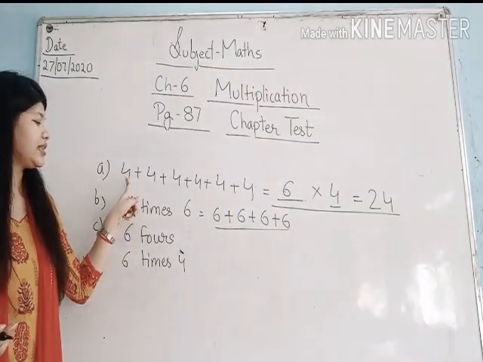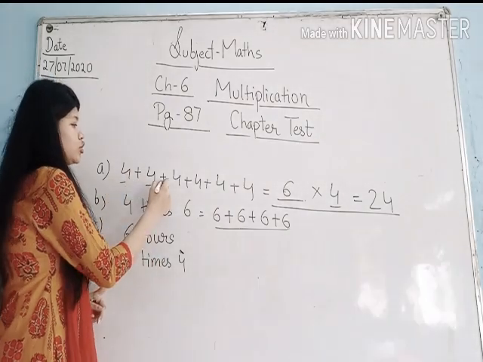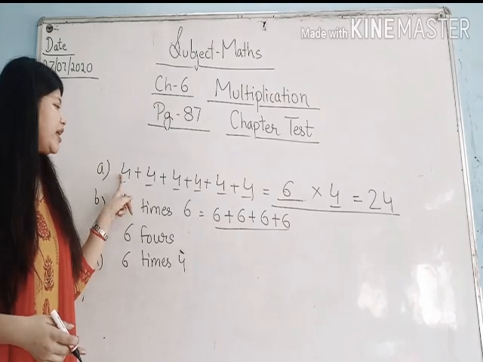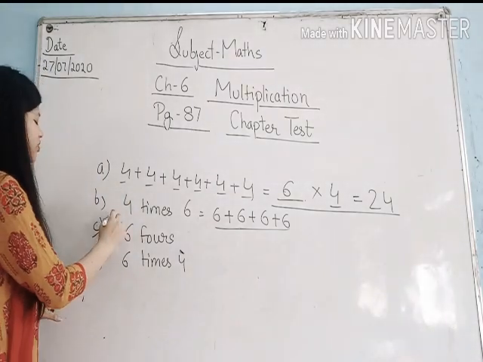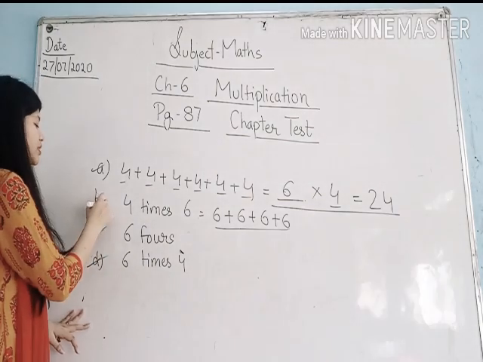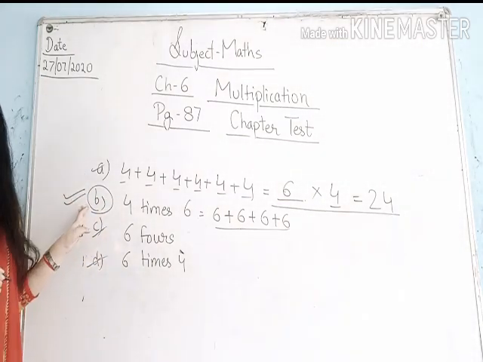We have seen here that we have added 4 6 times. 1 2 3 4 5 6. 6 times. Which number we have added? 4. So this is also same. This is also same. It means which is different? Option B is different. So you will take option B.